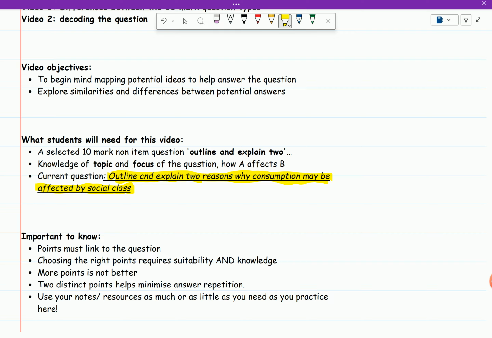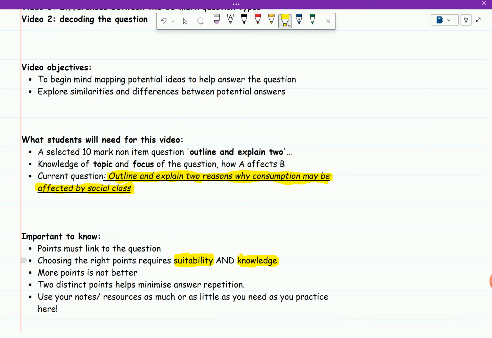If we're looking at the second point here, choosing the right points requires suitability and knowledge. So it's a balancing act, essentially. When we're talking about knowledge, it's what you know. So you need to have a certain amount of knowledge to even answer the question. That's a given. But you also need to be aware of the suitability of the things that you're talking about.